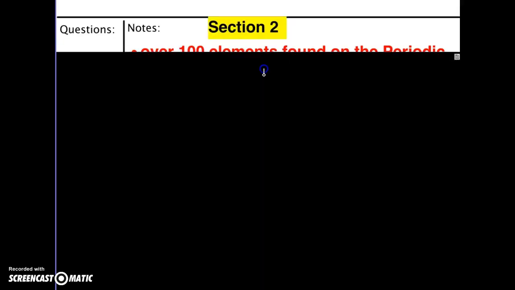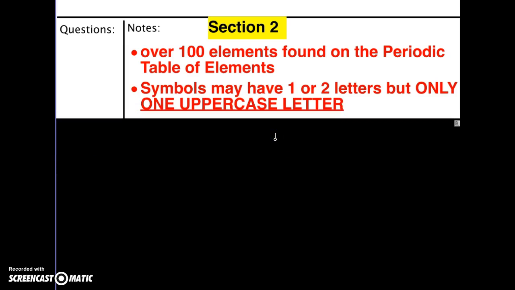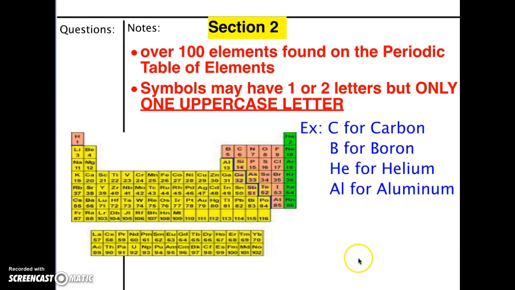Here's section 2. This is also about elements. You know this part already, but we're just going to review it some more: there are over 100 elements and they're found in the periodic table. Now, when you're looking at elements and you only see the symbols, you know something is an element because the symbol may have one or two letters, but only one uppercase letter, like C is for carbon. Even though helium has two letters in its symbol, there's only one uppercase letter. Same thing for aluminum. This is a lowercase L, not an I. Since there's one uppercase letter, that means this is one atom, or one element, for the element aluminum.